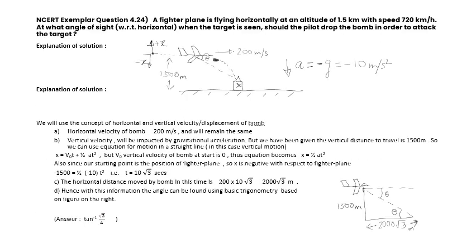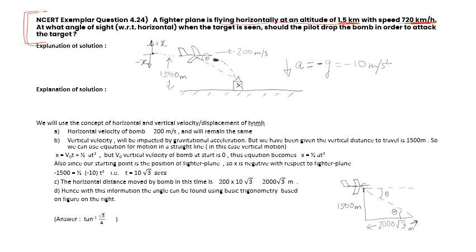This is another question from the same chapter. However, this is taken out of the NCERT Exemplar book, and the question there is 4.24. Let's look at the question which is given at the top here also. So what does the question say? A fighter plane is flying horizontally at an altitude of 1.5 kilometers with a speed of 720 kilometers per hour.